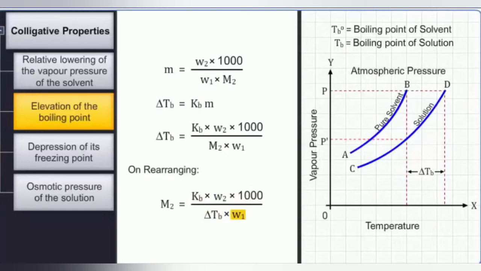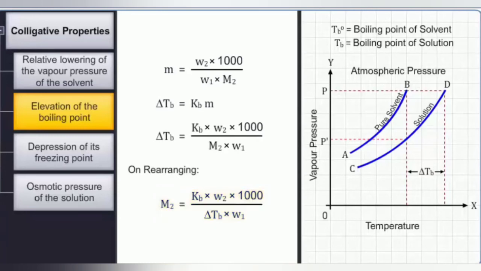Thus, we see that molar mass of the solute M2 can be determined experimentally if a known mass of solute W2 is taken in a known mass of solvent W1 and the elevation in boiling point delta Tb is determined experimentally for a known solvent whose Kb value is known. This formula is used to calculate the molecular masses of non-ionic solutes.